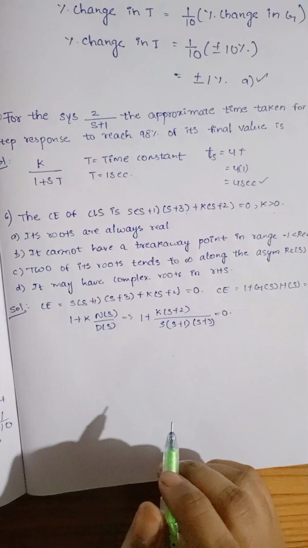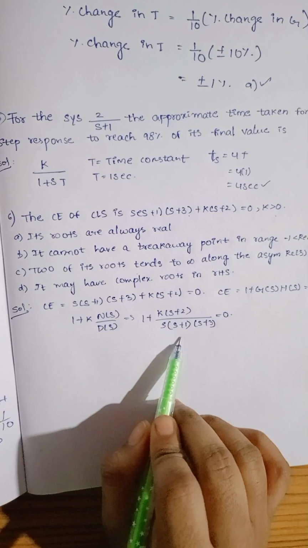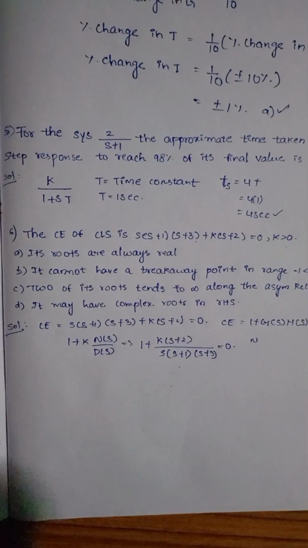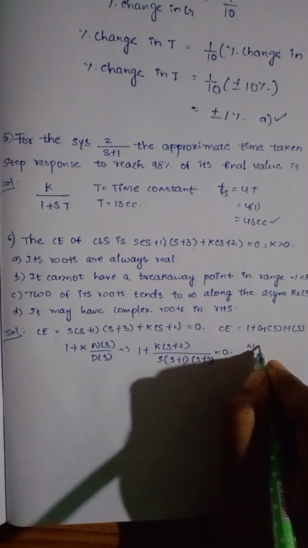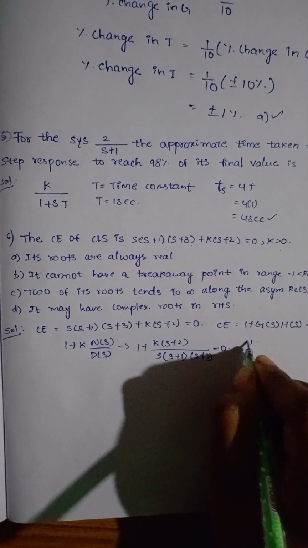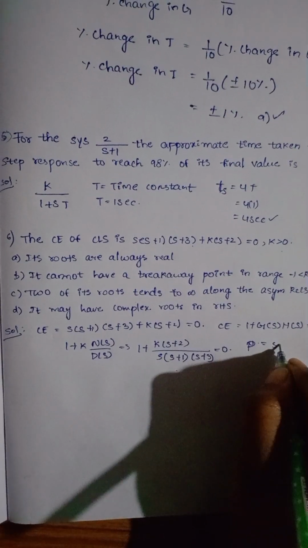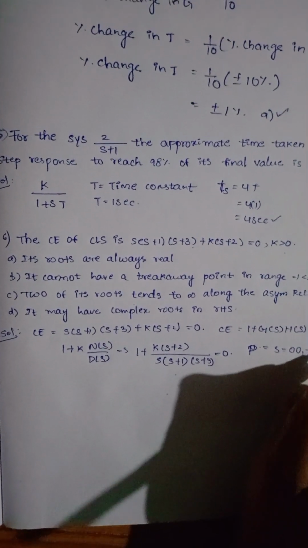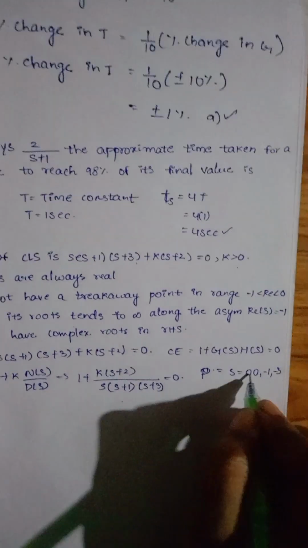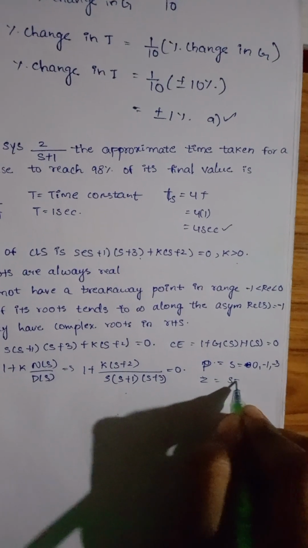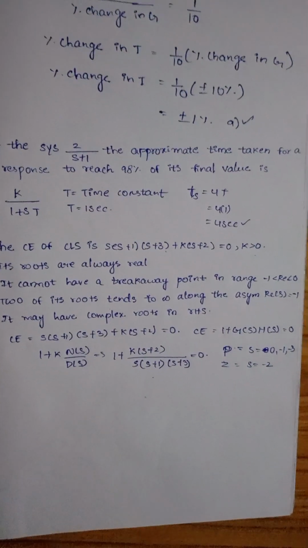As we know, the numerator has the zeros and the denominator has the poles. Now let's calculate what the poles and zeros are. Poles are at s = 0, minus 1 and minus 3. Zeros are at s = minus 2.